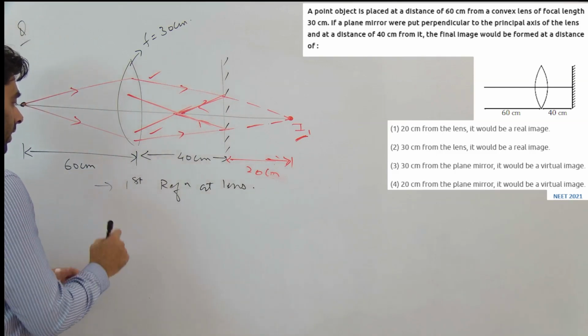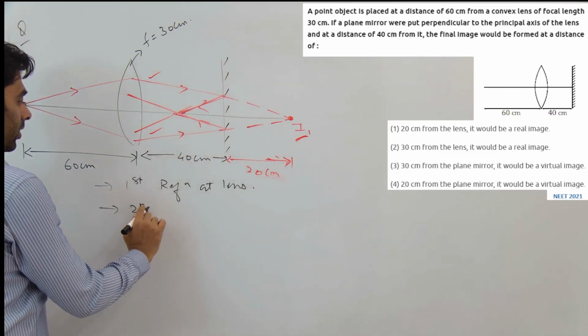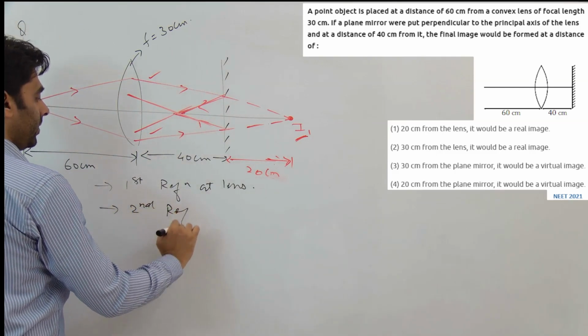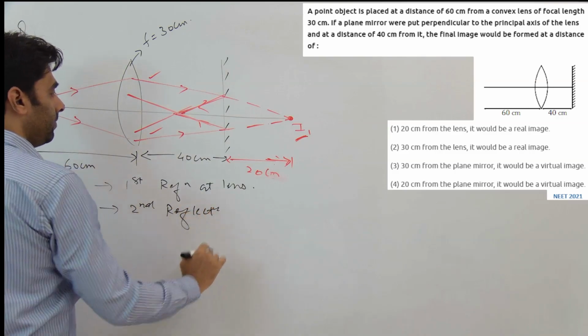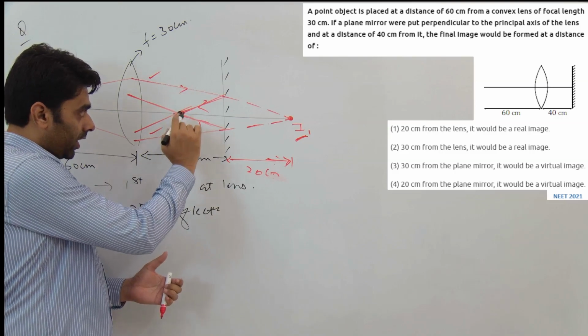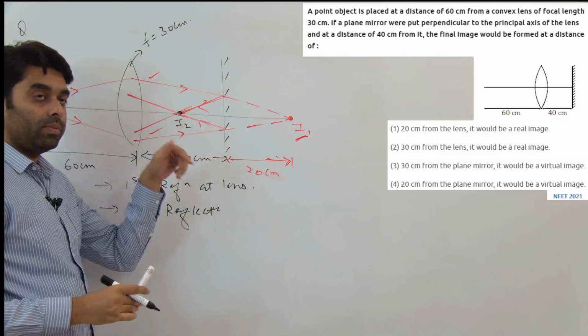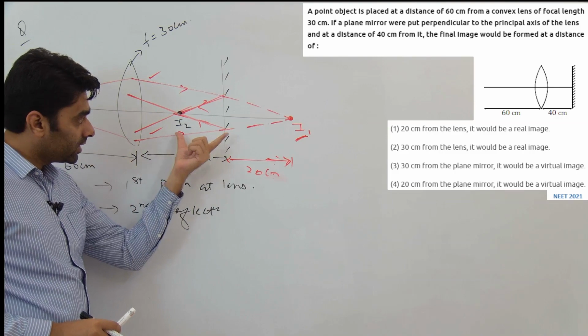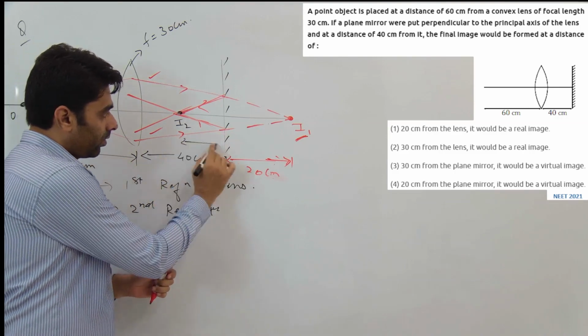So second, what happens? Second is your reflection. The second phenomenon that has taken place is reflection at the mirror, and over here your image is coming. This image is your I2, the image formed by the plane mirror. At what distance? This distance is, obviously, 20.